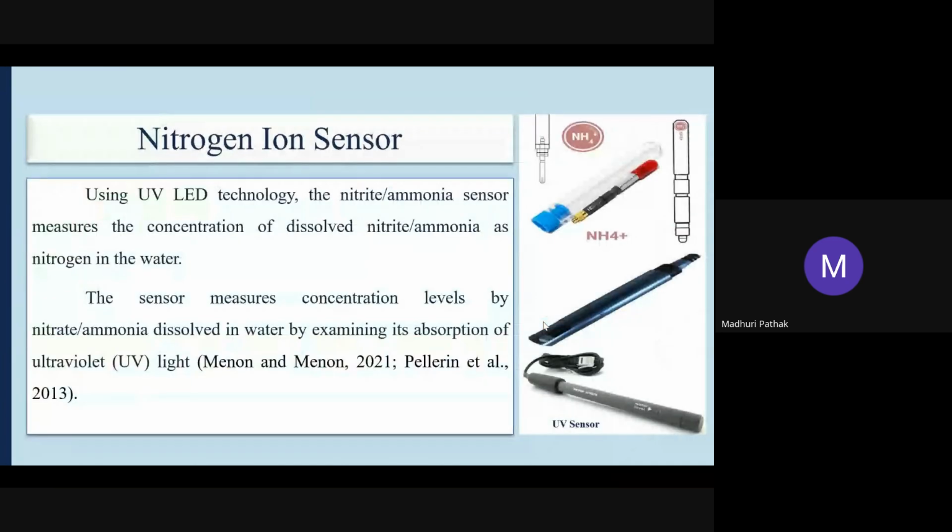These are nitrogen ion sensors. Using UV LED technology, the nitrite or ammonia sensor measures the concentration of dissolved nitrite or ammonia as nitrogen in the water. The sensor measures the concentration level of nitrate or ammonia dissolved in water by examining the absorption of ultraviolet light.